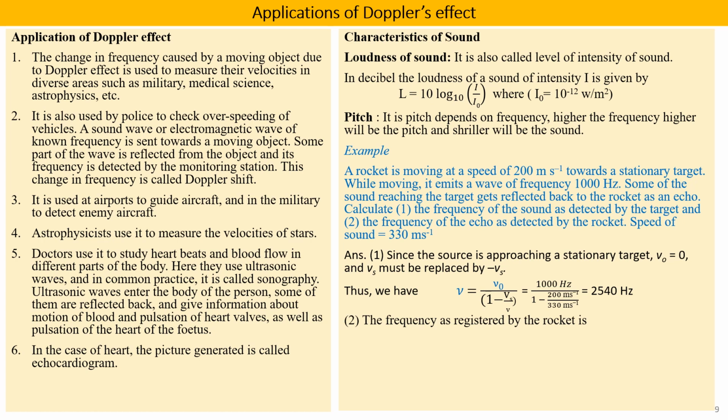The frequency as registered by the rocket is nu dash, and we know the formula: nu dash is equal to nu into V plus V naught divided by V. That is equal to 2540, which we calculated in the previous step, into V, which is 200 meters per second, plus V naught, which is 330 meters per second, divided by 330 meters per second. So simplifying, we get the value as approximately 4080 hertz.